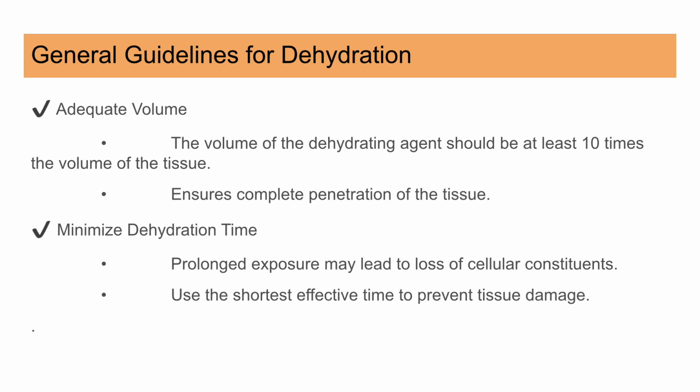General guidelines for dehydration. There should be an adequate volume. The volume of the dehydrating agent should be at least 10 times the volume of the tissue. That's to ensure complete penetration of the tissue. Next is minimize dehydration time. Prolonged exposure may lead to loss of cellular constituents. Use the shortest effective time to prevent tissue damage.